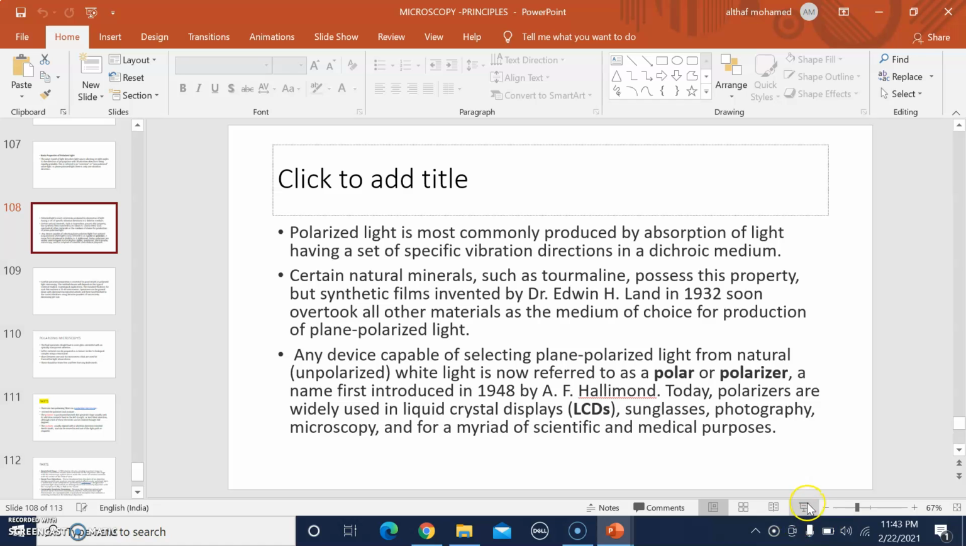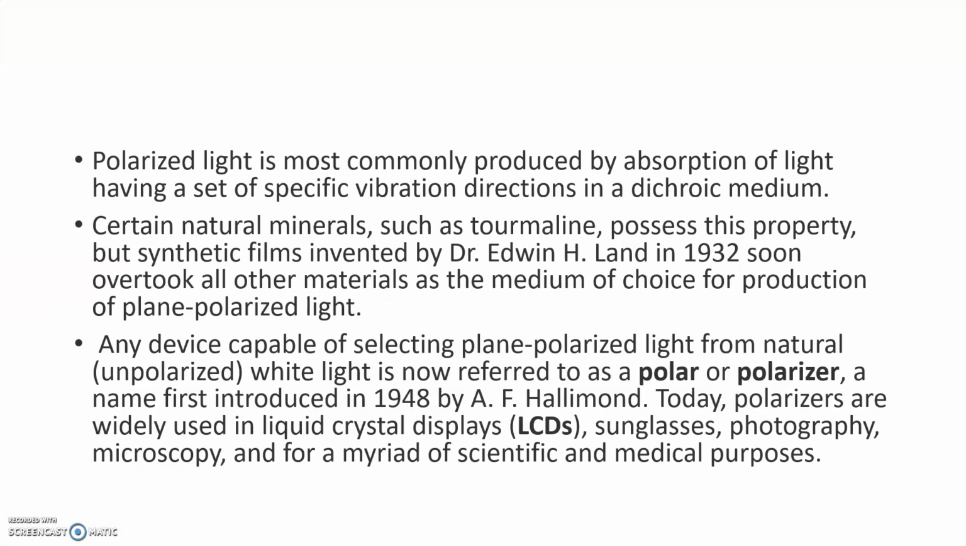Polarized light is most commonly produced by the absorption of light having specific vibration directions in a dichroic medium. Certain natural minerals such as tourmaline possess this property. But synthetic films invented by Dr. Edwin H. Land in 1932 soon overtook all other materials as the medium of choice for the production of plane polarized light. Any device which is capable of selecting plane polarized light from natural white light is now referred to as what? Polar or polarizer.